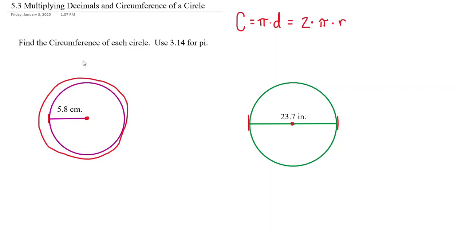So to do the purple circle, we'll do that first. We're going to use the formula circumference equals 2 times pi times the radius. And we'll fill in what we know about the circle into that formula. So first 2 is equal to 2. That's not hard. Pi, we're told to use 3.14 for pi. So 3.14. This is an approximation of the number pi, which is a number that in decimal form goes on forever. And then the radius is 5.8.